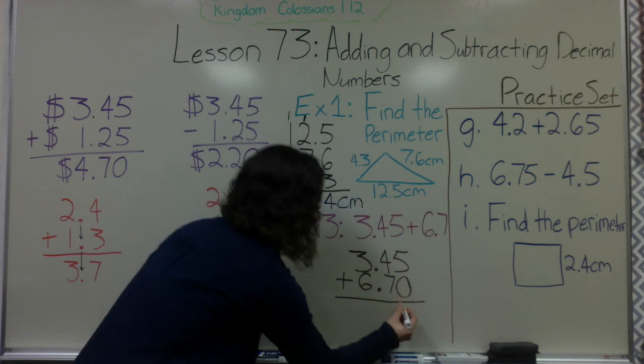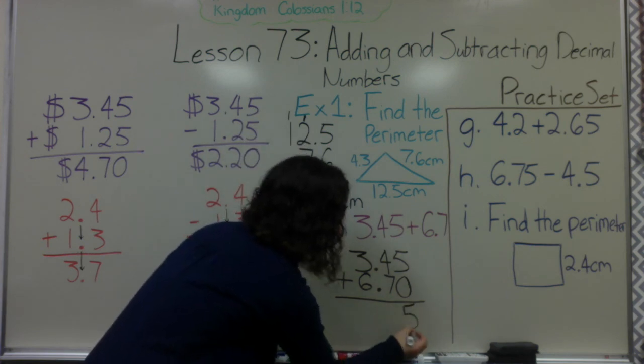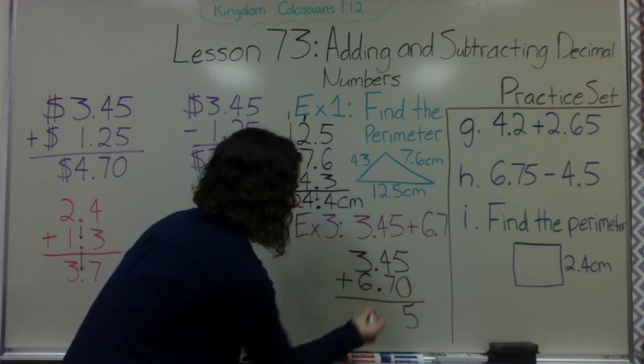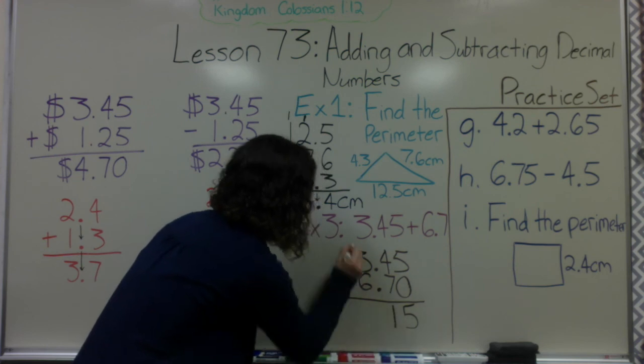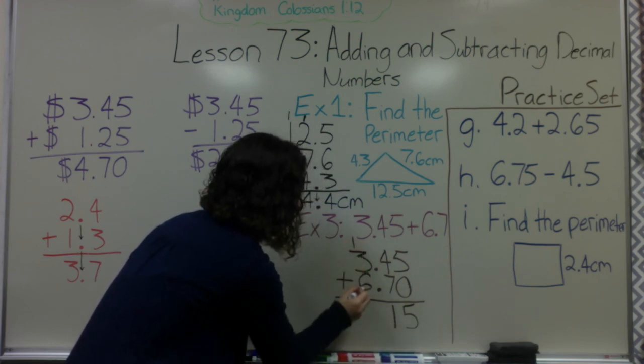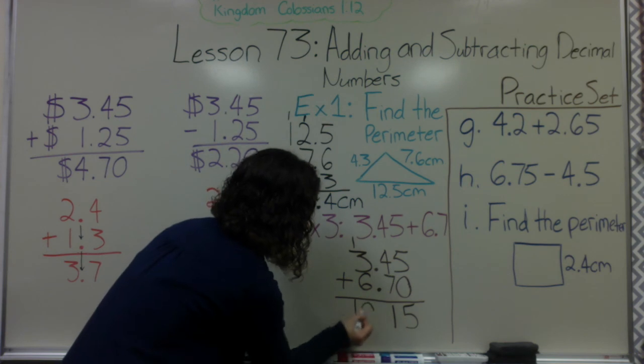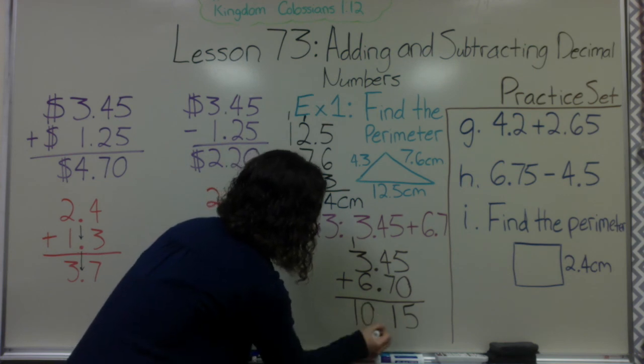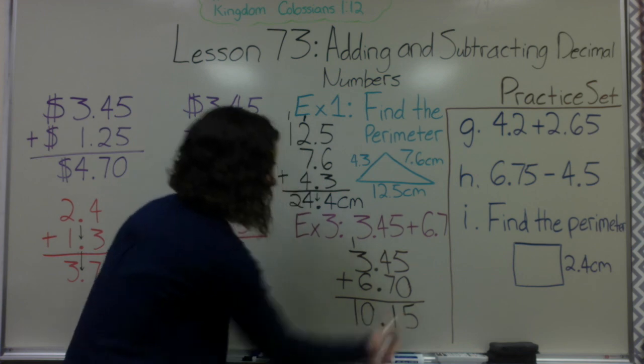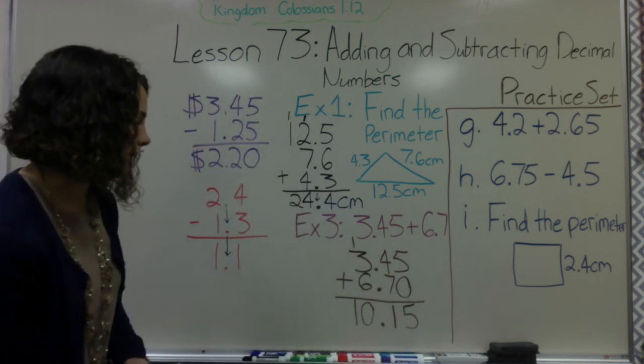So 5 plus 0 is 5. 7 plus 4 is 11. Carry the 1. 1 plus 3 is 4. 4 plus 6 is 10. And bring down the decimal point. So I have 10 15/100 is my answer.